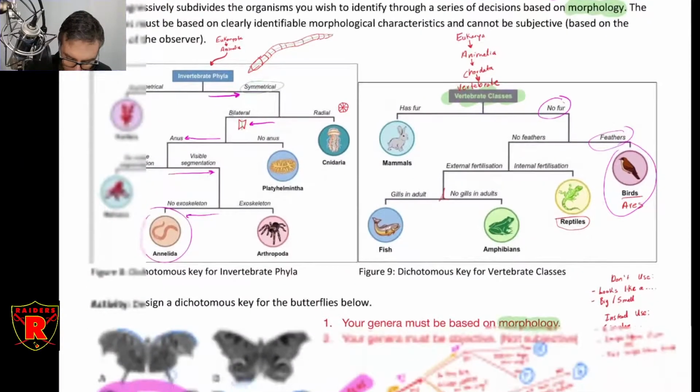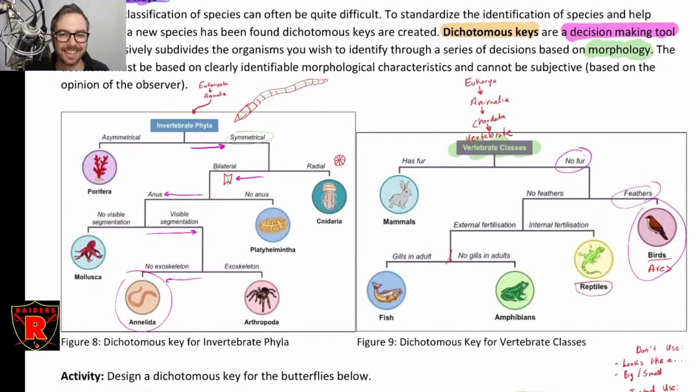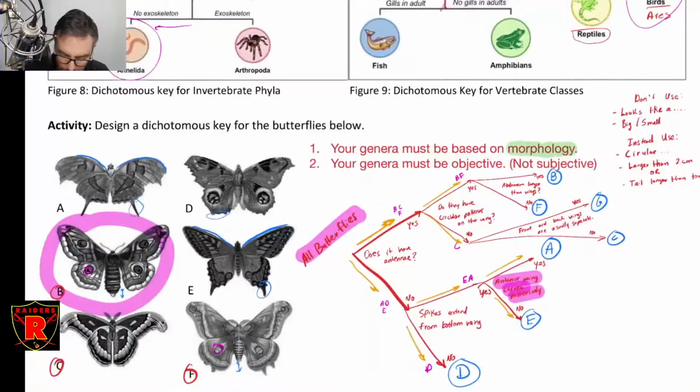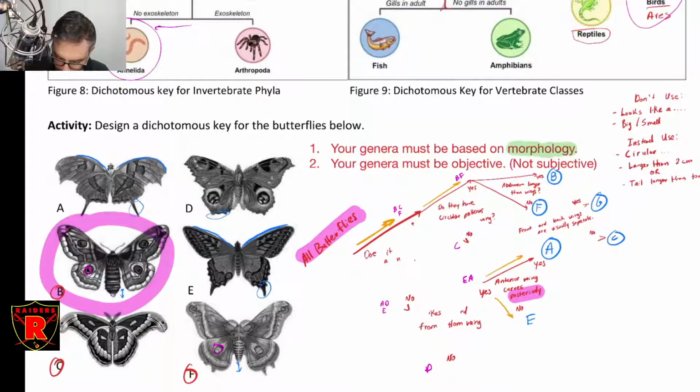Oh, right. Yes. So what we're going to do right now is we're going to create our own dichotomous key together for a grouping of butterflies. Okay. Hopefully you guys kind of get the idea how this works. This is the one that I made with my last class. I'll get rid of this. We're going to make our own together.